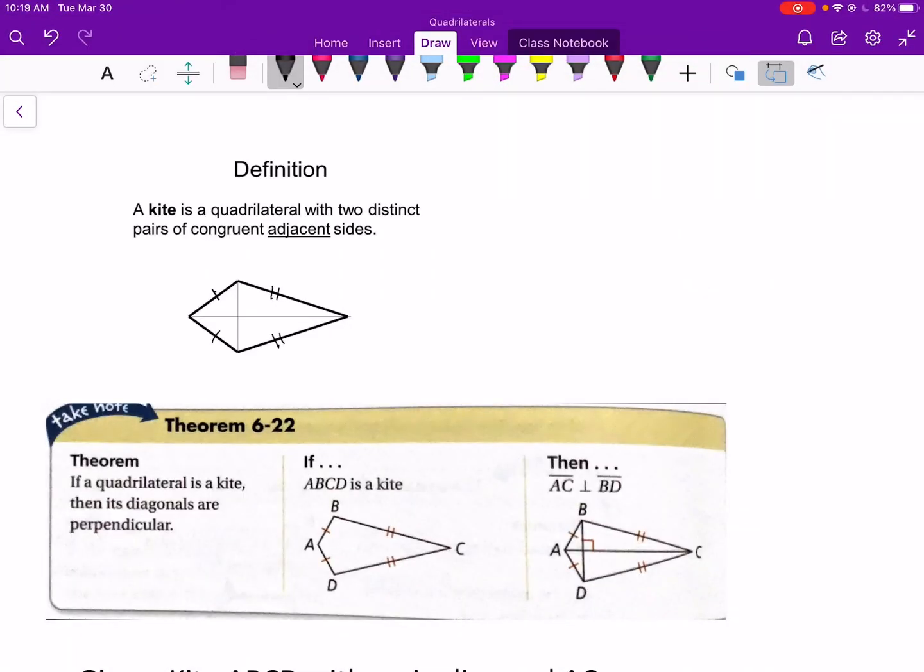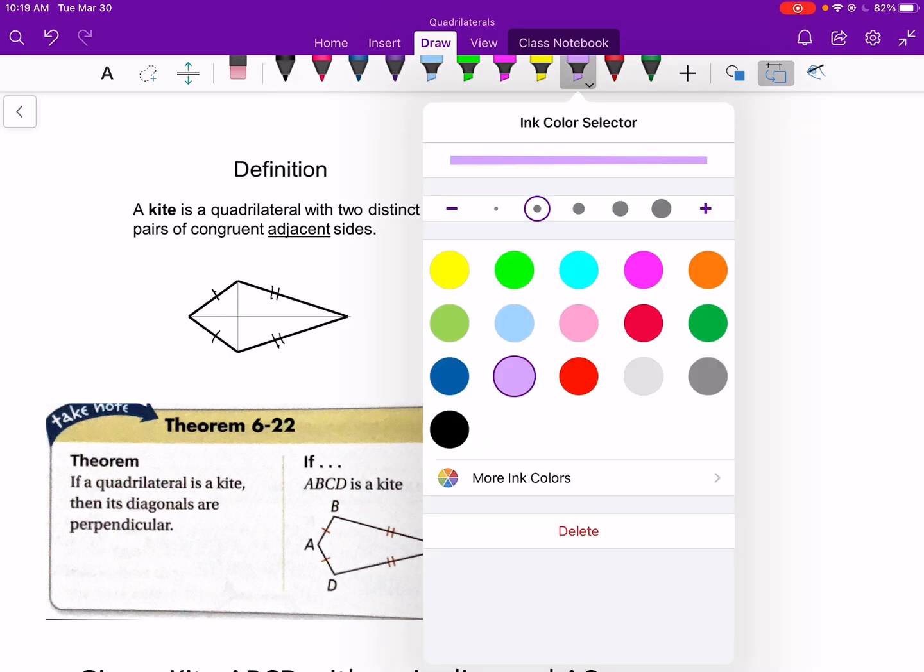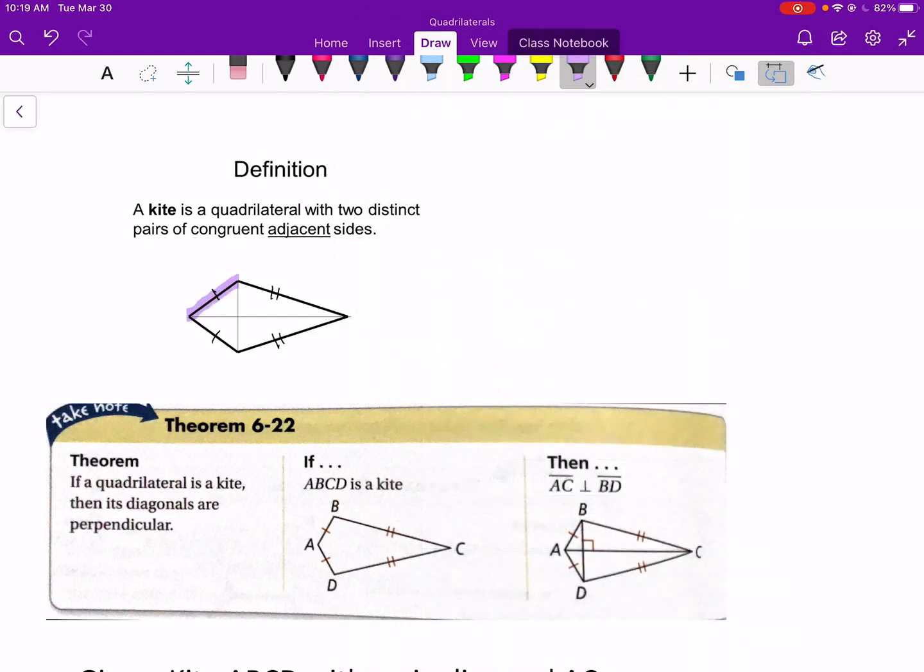Today's lesson is about kites. Now, a kite is just a quadrilateral, so a shape with four sides, with two distinct pairs of congruent adjacent sides. Remember, adjacent kind of means right next to. So if you look at the picture of this kite, our two congruent sides are right next to each other. Same for this set. So that's what it means by adjacent congruent sides.